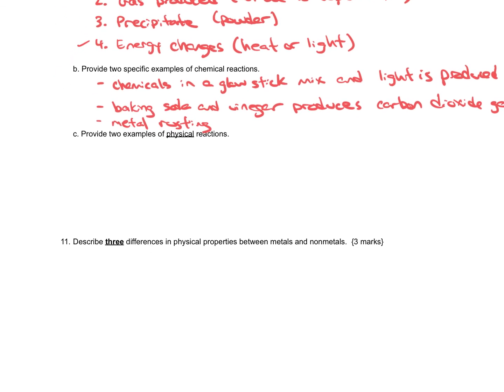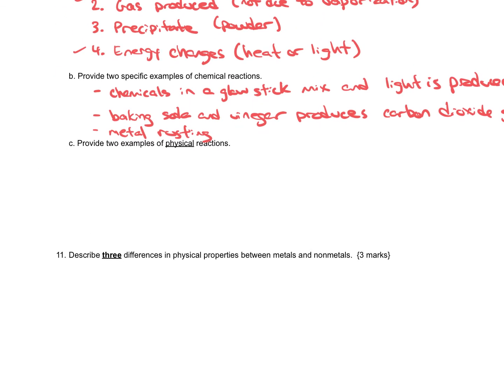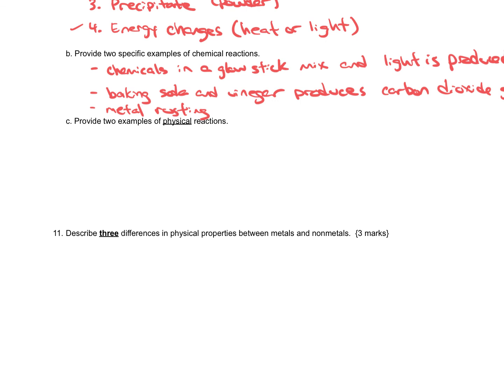Provide 2 examples of physical reactions. So sometimes you can notice something happen, but you don't actually make a new product. There's no new particle, so it doesn't count as a chemical reaction. So then we're going to call them a physical reaction. And all of the changes of state, any change of state counts as a physical reaction.